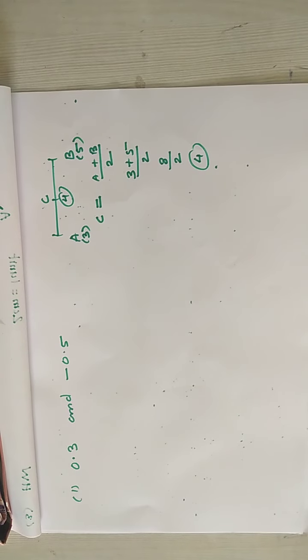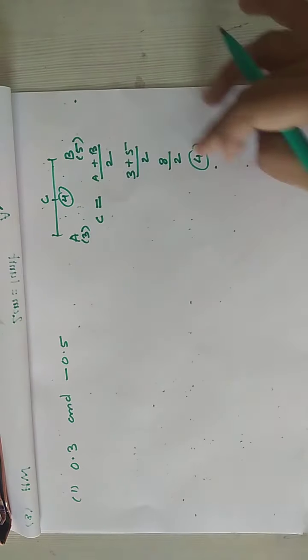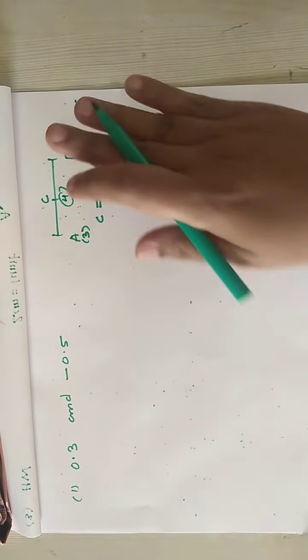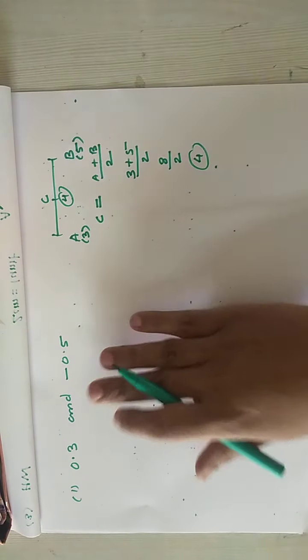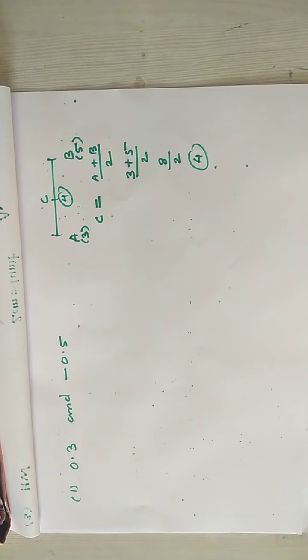So this is the midpoint theorem. If you need the midpoint, all you have to do is add the coordinates and divide by 2. You can use this formula over here. Otherwise, you can have a very straight and easy proof with the help of a number line.